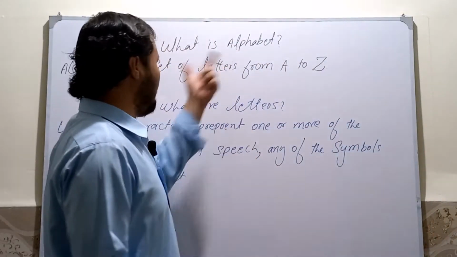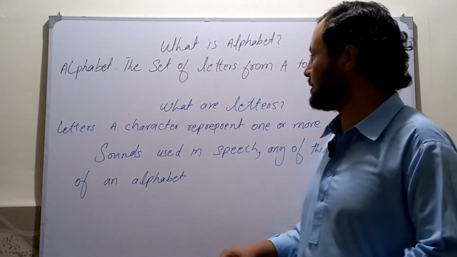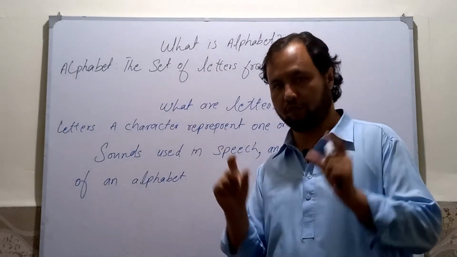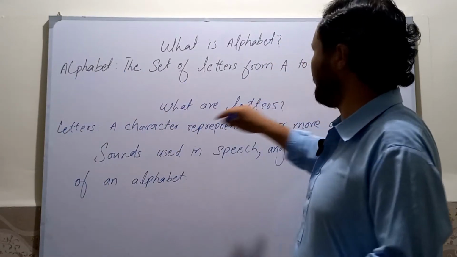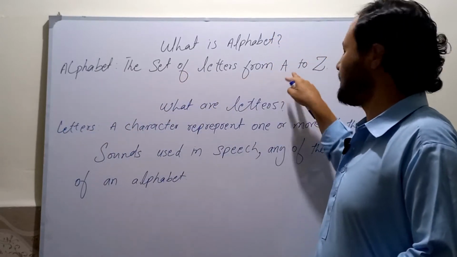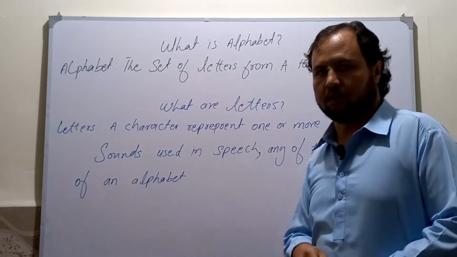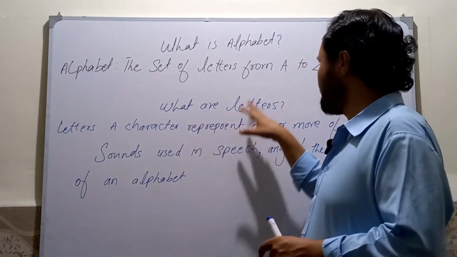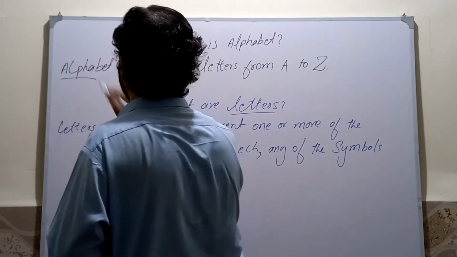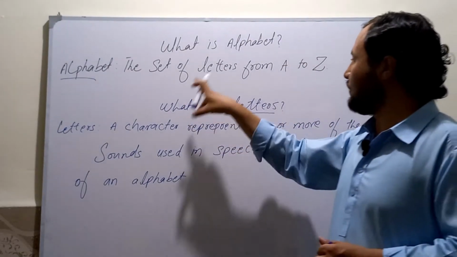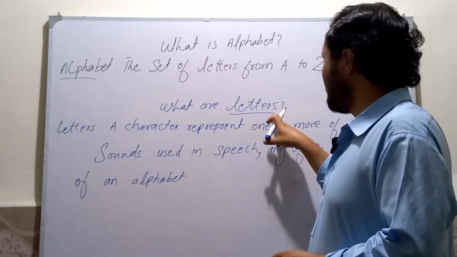Okay, so what is alphabet once again? Over here I'm going to define for you people the difference between alphabet and letters. Alphabet means the set of letters from A till Z. We call them alphabet. Now, what are letters? We should know the difference between the word letters and the word alphabet. From A till Z we call them alphabet, and letters.